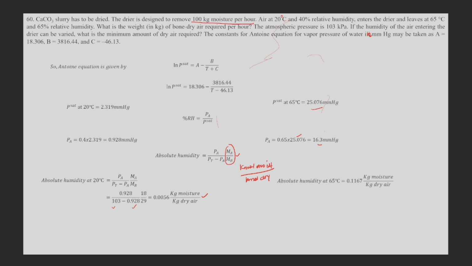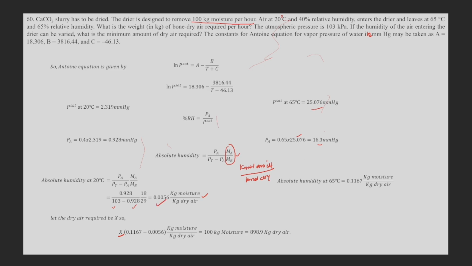So absolute humidity at 65 degrees Celsius is equal to 0.1167 kg moisture per kg dry air. Same, we have calculated everything at 20 degrees Celsius and 65 degrees Celsius in the same manner. Now let dry air required be X. So X kg is dry air required. This is the absolute humidity at 20 degrees Celsius.